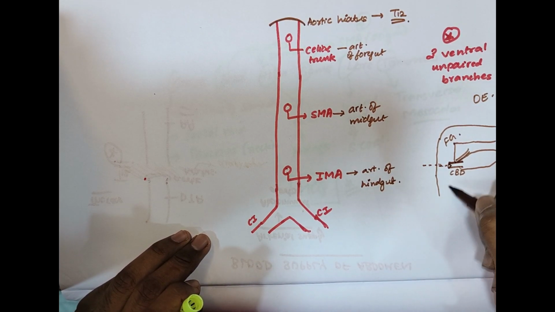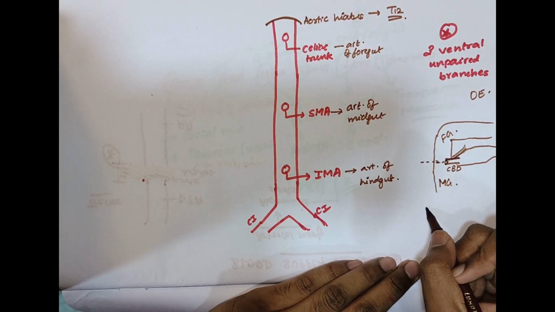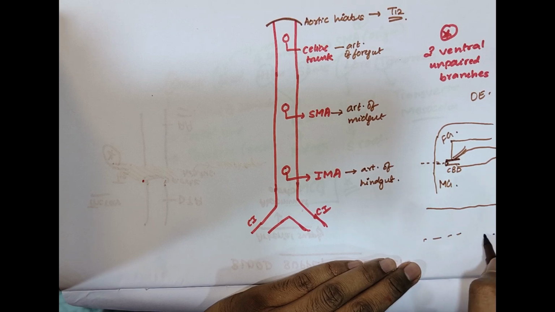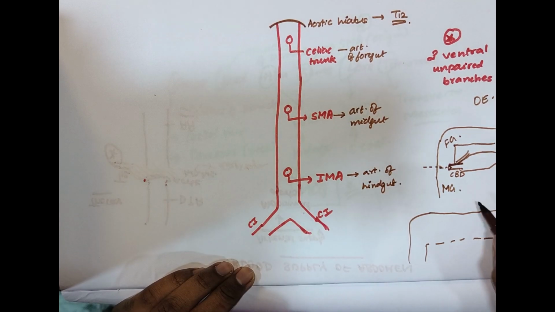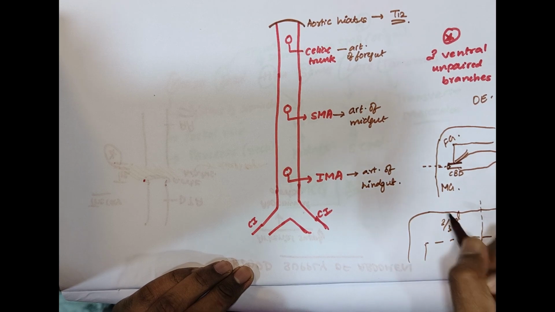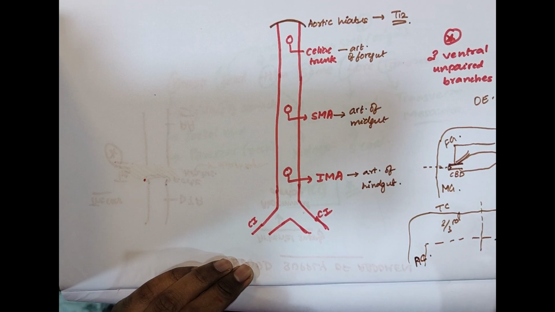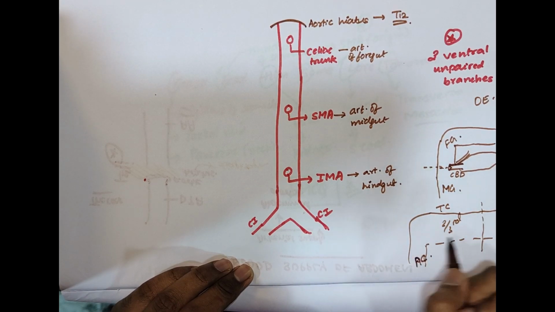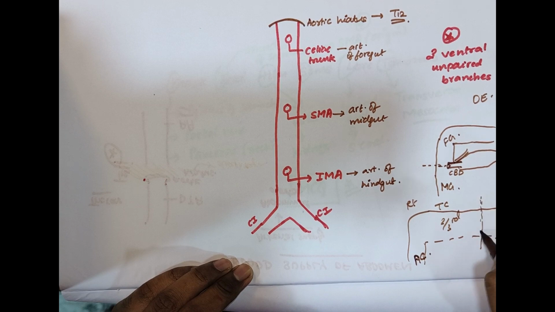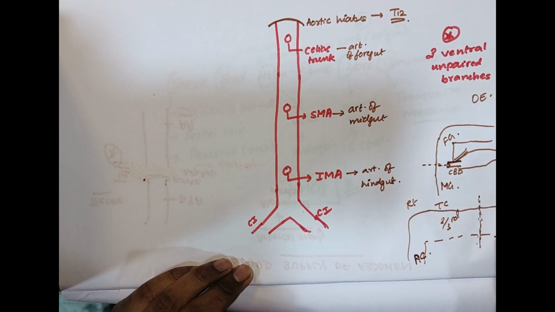Now, the part distal to this is known as the midgut, and it extends up to the right two-thirds of the transverse colon. If this is the ascending colon and this is the descending colon, this is the transverse colon. The right two-thirds of the transverse colon is where the midgut extends up to. The part distal to this is known as the hindgut.